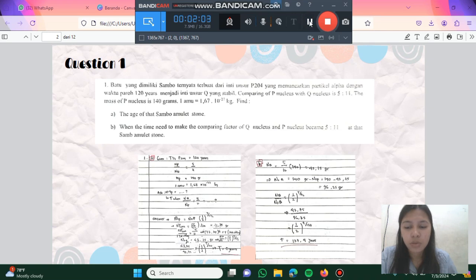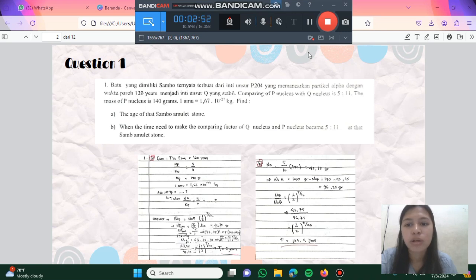For the solution, the formula is N(T) of P equals N0 of P times half to the power of T per T half. So N of P-204 is equal to 5 per 16 times 140, which is equal to 43.75 grams. So we can find the solution: T is equal to 0 years. The next is problem B.